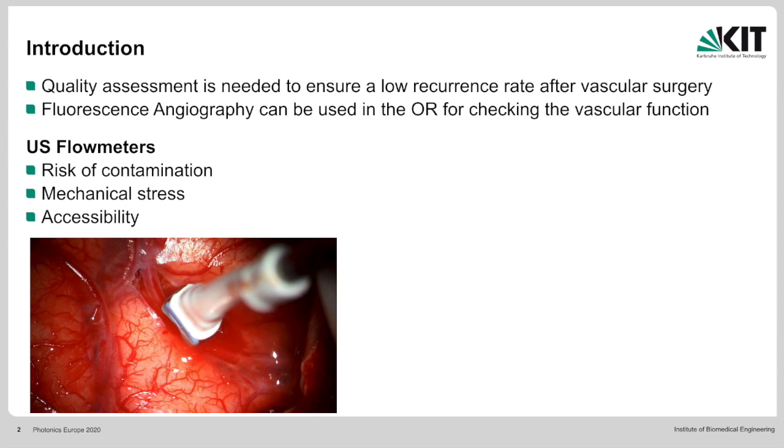So what is used right now? First of all, the ultrasound flow meters, which you can see now on the left-hand side. It is an ultrasound transit time measurement technique. It requires contact, so you have a risk of contamination and mechanical stress on the vessels. For example, the vessel shown right here, an artery, is about 1 millimeter in diameter, and you of course need to have access to it.